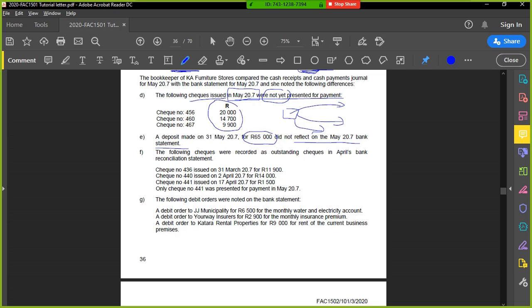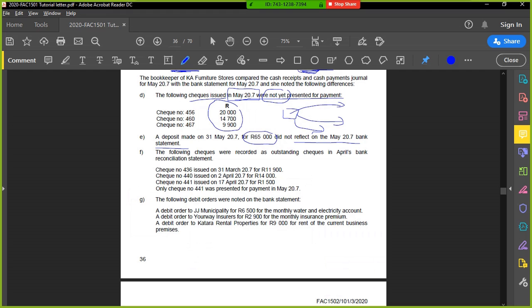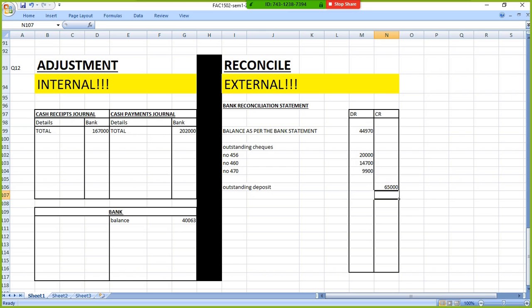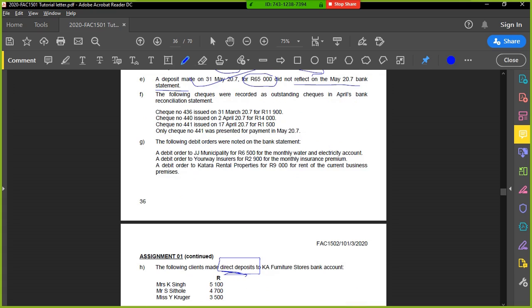Adjust or reconcile? Reconcile. Good. Outstanding deposit. Was it 65? Yes. Good. Okay, again, it's credited because when the bank processes it, it will be credited to your account. Have they processed it? Not yet. It's outstanding. Tick, tick. If the following checks were recorded as outstanding checks in April in the reconciliation statement.